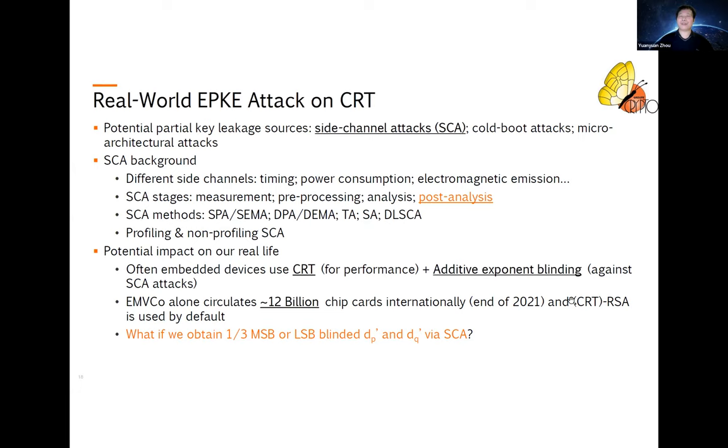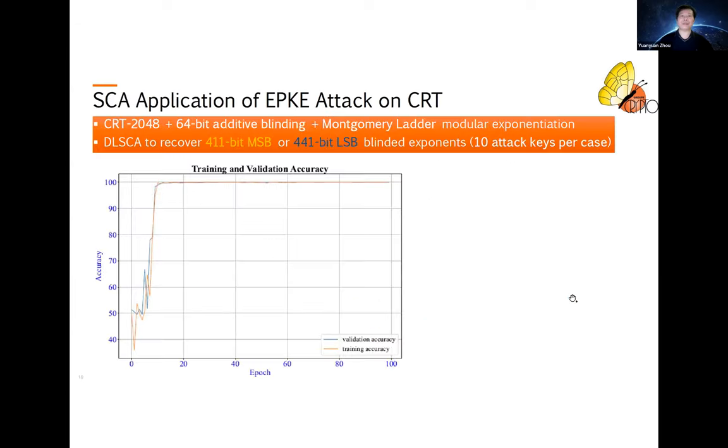So imagine what if an attacker can obtain 1/3 of the MSB or LSB of the blended DP prime and DQ prime. I will show you now.